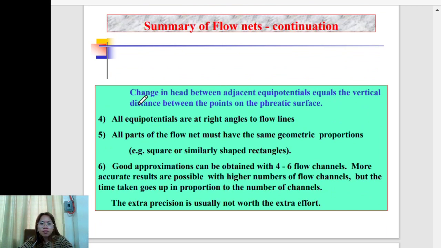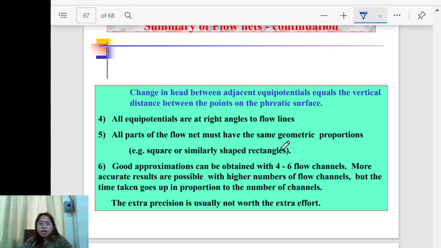Change in head. All equipotentials are at right angles to flow lines. All parts of flow net must have same geometric proportions, no? Like rectangle, or that is square or similarly shaped rectangles. Good approximations can be obtained with 4 to 6 flow channels. That is flow to 6, no? Flow channels or flow area, no? Katong square, no? Yeah, more accurate results are possible with a higher number of flow channels, but the time taken goes up in proportion to number of channels. The extra precision is usually not worth the extra effort.